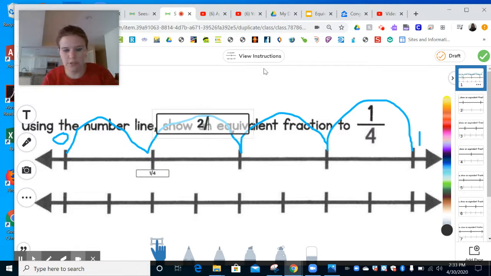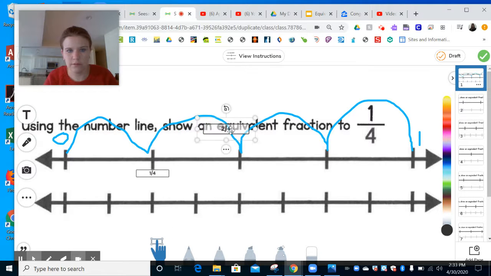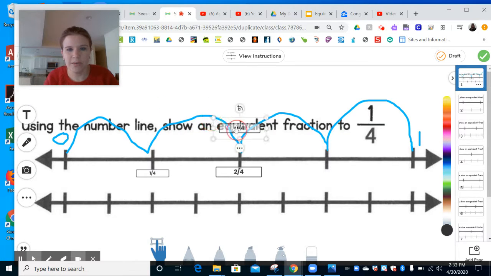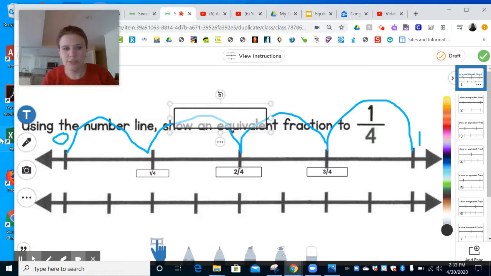The next one would be 2/4. This line would be called 3/4. See, wherever the text box pops up, that's where I type in my answer, and then I can use this to resize it. It makes it a lot easier. And so if we have 1/4, 2/4, 3/4, the last line would be 4/4.